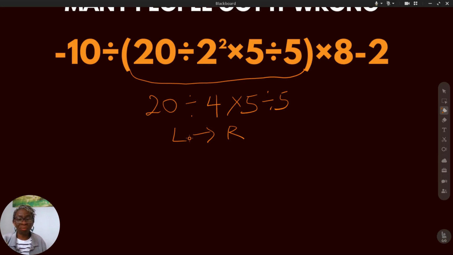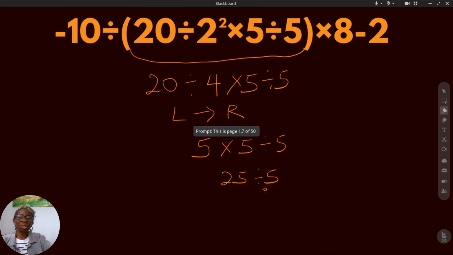So now let's solve from left to right. We have 20 divided by 4. This becomes 5. So this becomes 5 times 5, then divided by 5. Don't forget, we are solving from left to right. 5 times 5, this gives 25, then 25 divided by 5. Now we are left with just one division, and this will be 5.